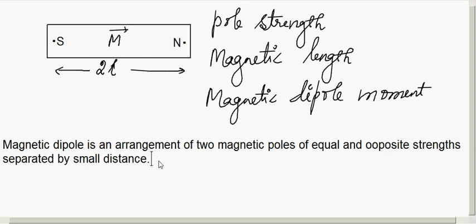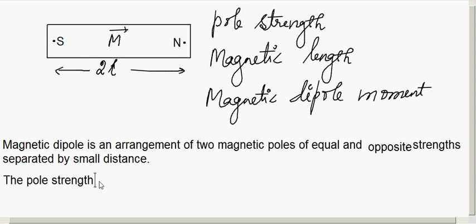Sorry, there is a spelling mistake here again. Opposite strengths. A magnetic dipole is an arrangement of two magnetic poles of equal and opposite strength separated by a small distance. Now here we will take the pole strength as m. So generally it is denoted by small m.